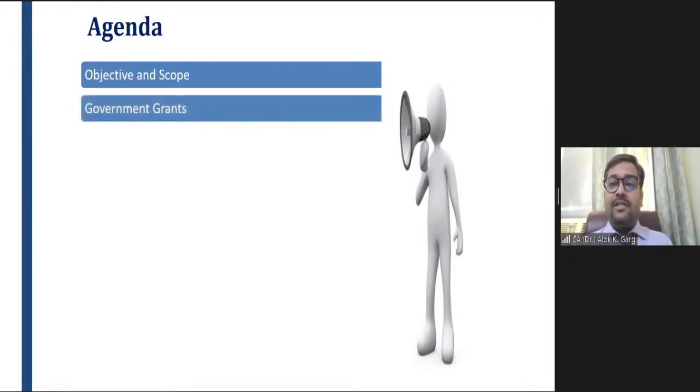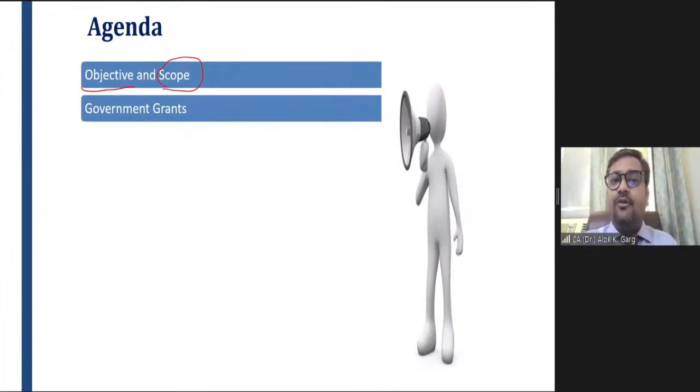Then we are going to discuss what is the meaning of government grant. So first we will discuss the objective. We discussed the objective already. Then we will discuss the scope. When I say scope, we will discuss what is out of scope. Okay, and what is out of scope, apart from these 4-5 line items, everything is within the scope.